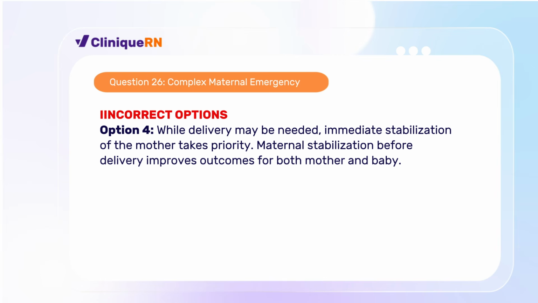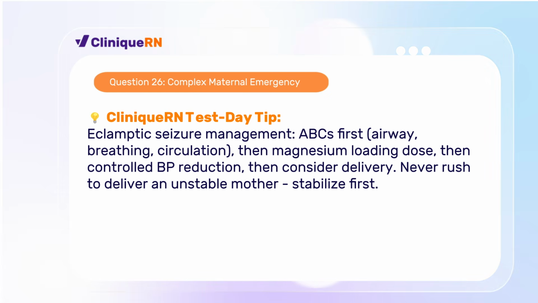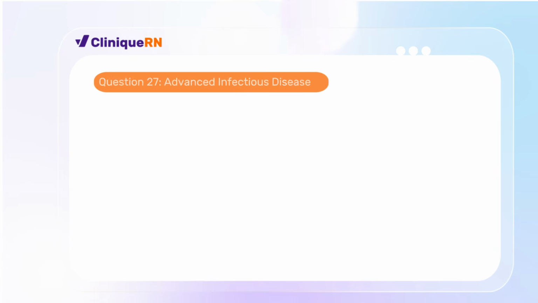Option 4. While delivery may be needed, immediate stabilization of the mother takes priority. Maternal stabilization before delivery improves outcomes for both mother and baby. Clinique RN Test Day Tip. Eclamptic seizure management. ABCs first: airway, breathing, circulation, then magnesium loading dose, then controlled BP reduction, then consider delivery. Never rush to deliver an unstable mother. Stabilize first.